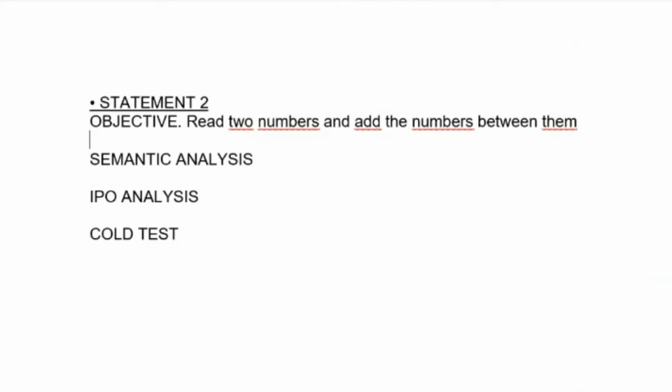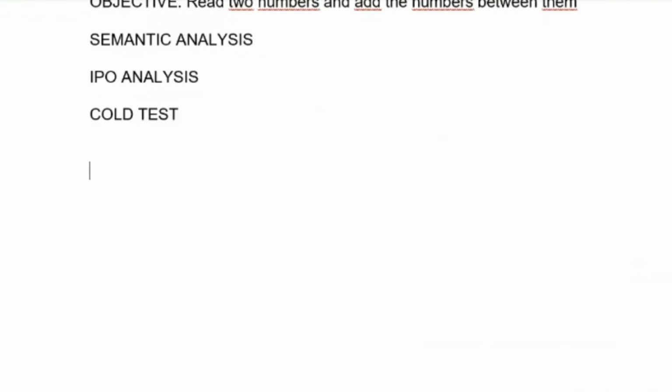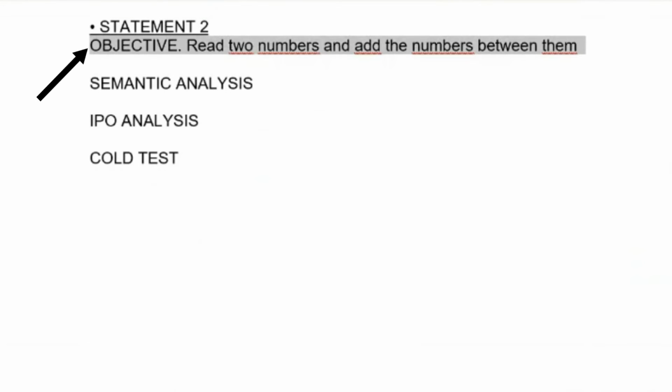Now let's see the second statement. The objective is: read two numbers and add the numbers between them. Okay? So in the semantic analysis, you have to define what is read in the computer programming world, what are two numbers, and what does add the numbers between them mean. This part with an example.